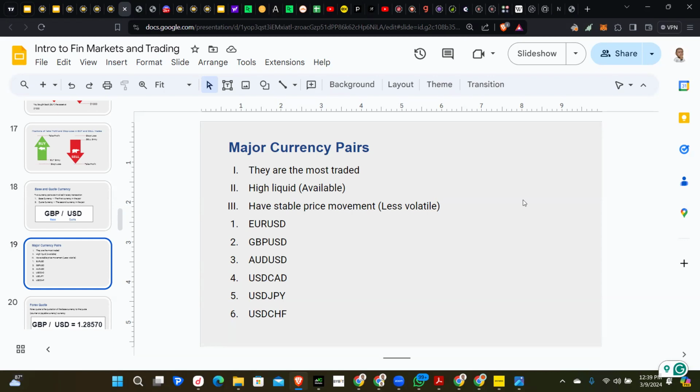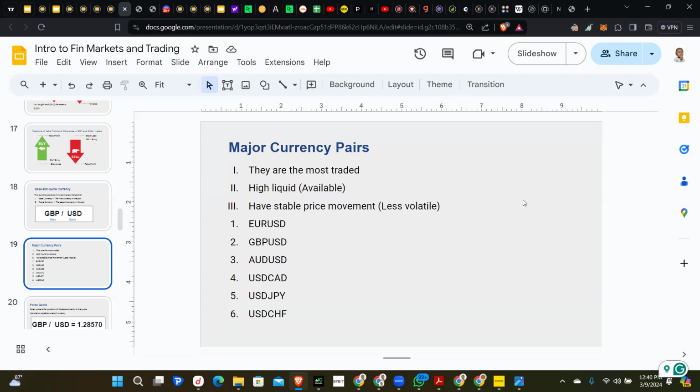And also, they have what we call stable price movement, so they are less volatile. When it comes to the currency market, we have 6 major pairs. We have the EURUSD, which is the most traded. We have the GBPUSD, the AUDUSD, the USDCAD, and the USDCHF.